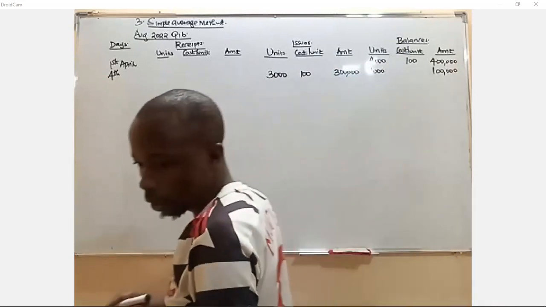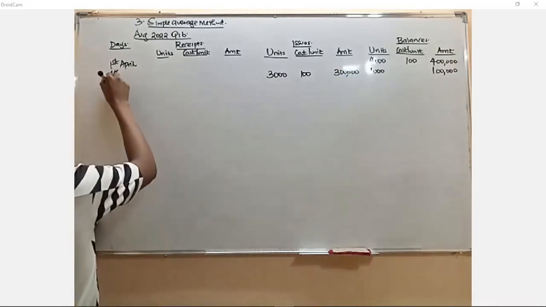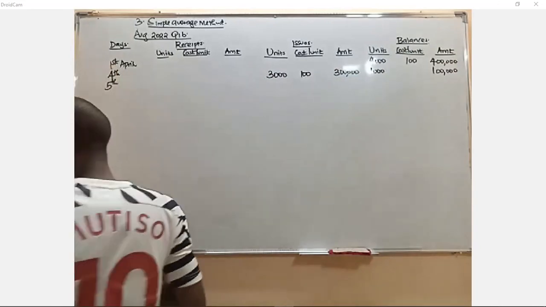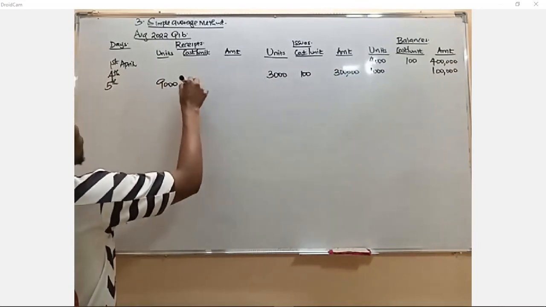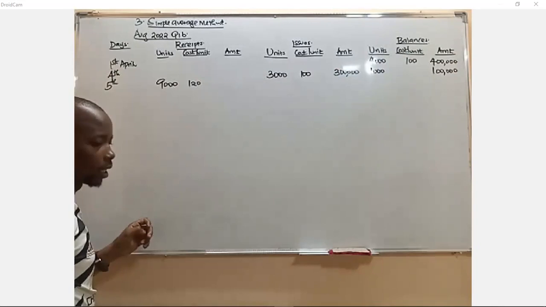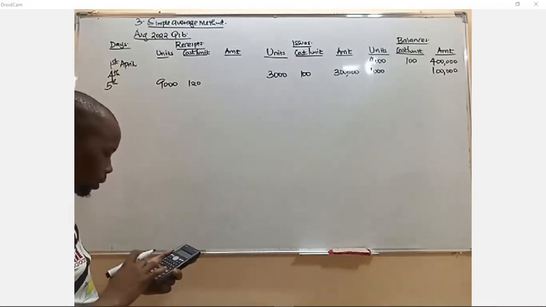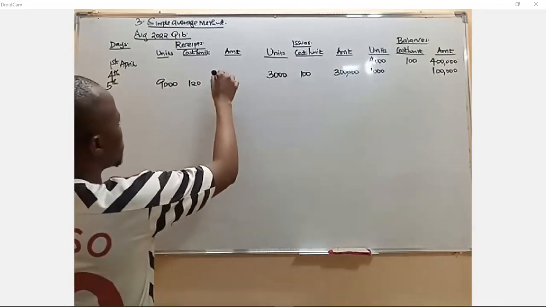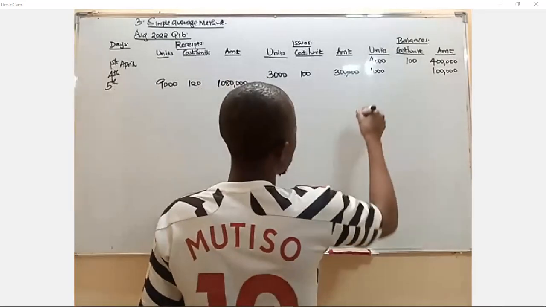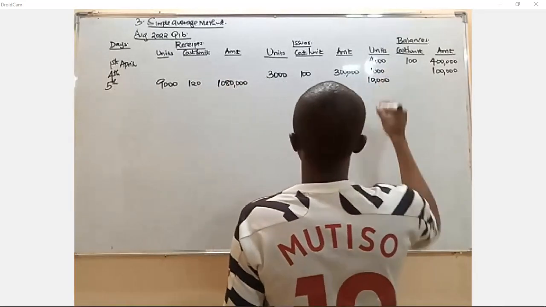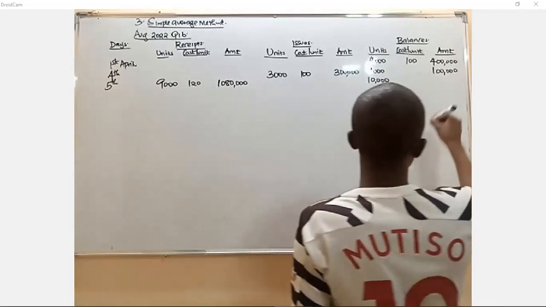After 4th, let us go to date number 5. On 5th, we were able to purchase 9,000 by 120. 9,000 by 120 is how much? Getting 1,080,000. So on the store, the concept is the same, 10,000 here. What about the balances? Plus 100,000, getting 1,180,000.